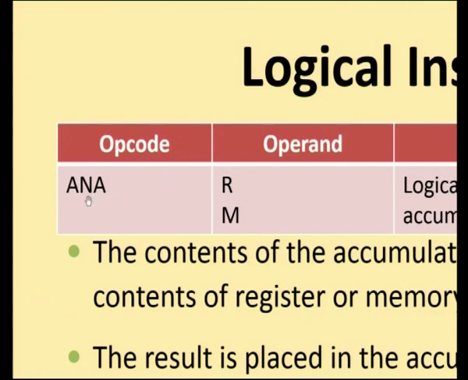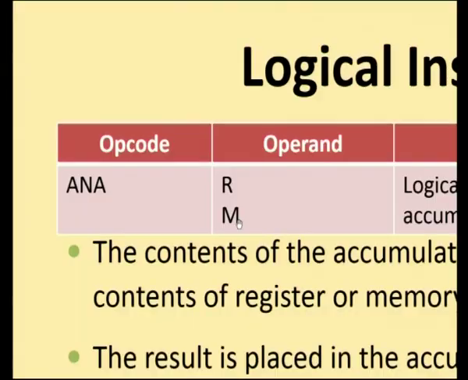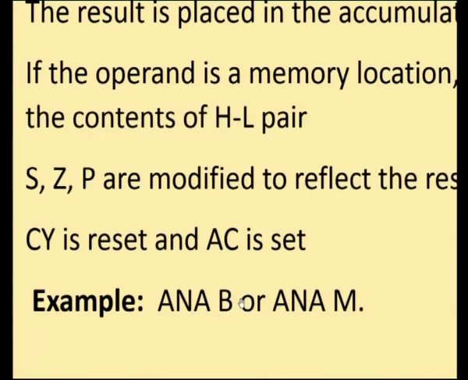Next format is the AND gate. For the AND gate, we are using ANA, ANA either register or M. In register, you can use any one of the general purpose registers which are B, C, D, E, H and L. Any register you can use. That register content is logically ANDed with the accumulator, then the result is stored in the accumulator. Either the general purpose register or by using M you can access the memory content. So, example: ANA B.